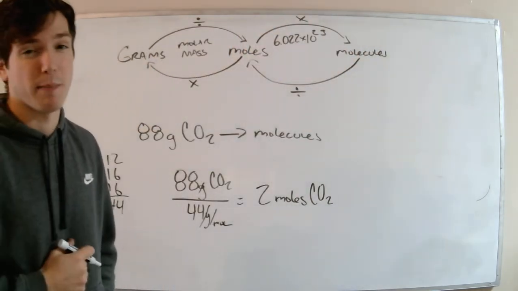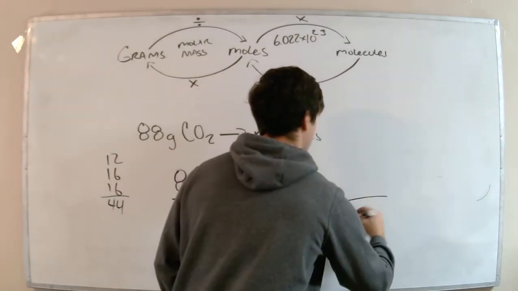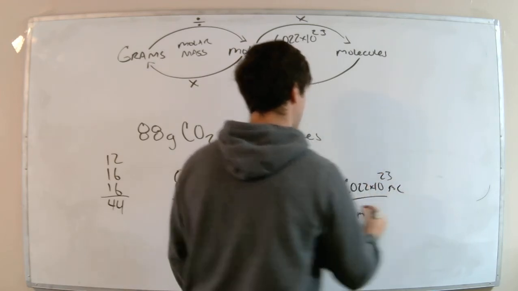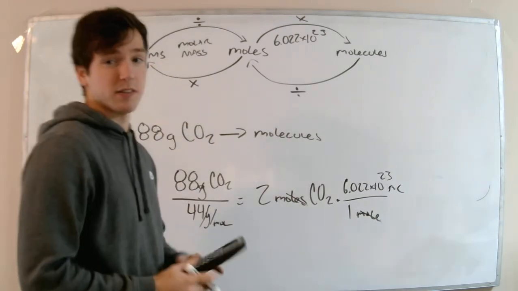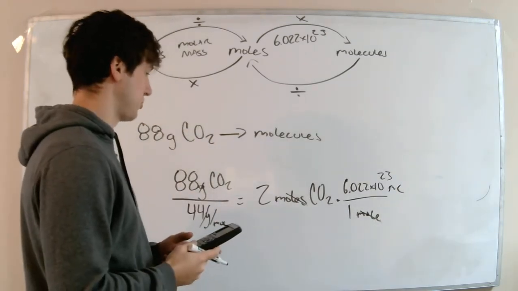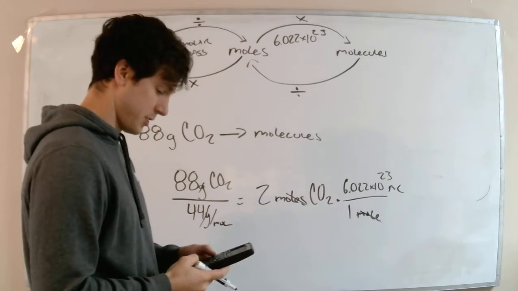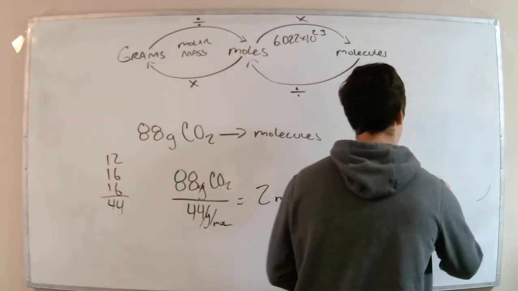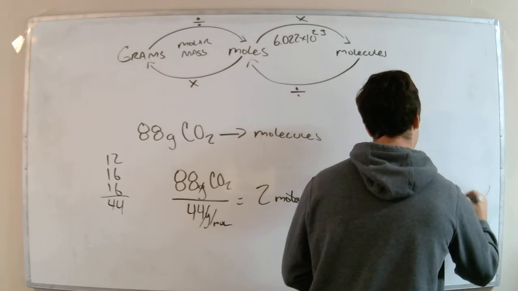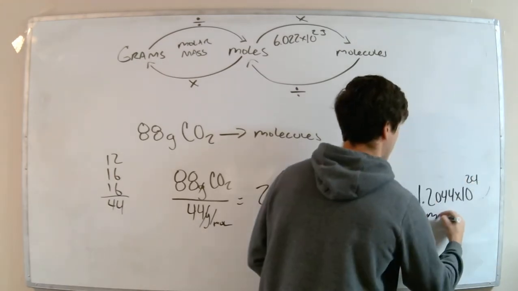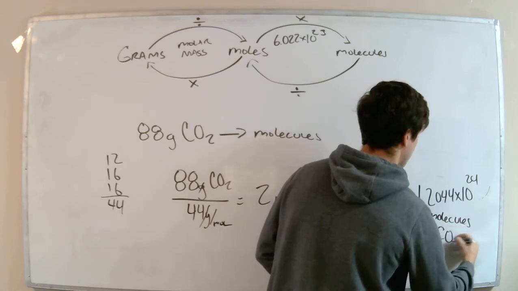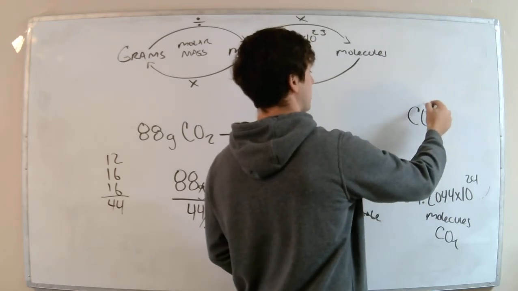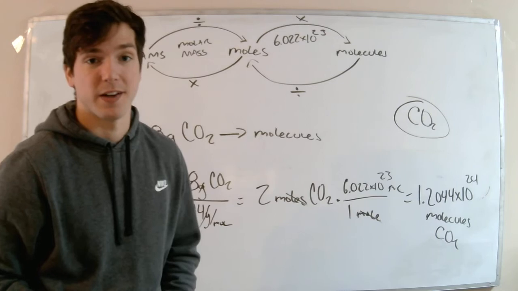So now I'm going to multiply by Avogadro's number. Remember, for every 1 mole, that means I got 6.022 times 10 to the 23rd molecules. And I'm going to plug this into my calculator. I know it's like 1.2044 times 10 to the 24th, but I just want to make sure. Yep. 1.2044 times 10 to the 24th molecules of CO2.